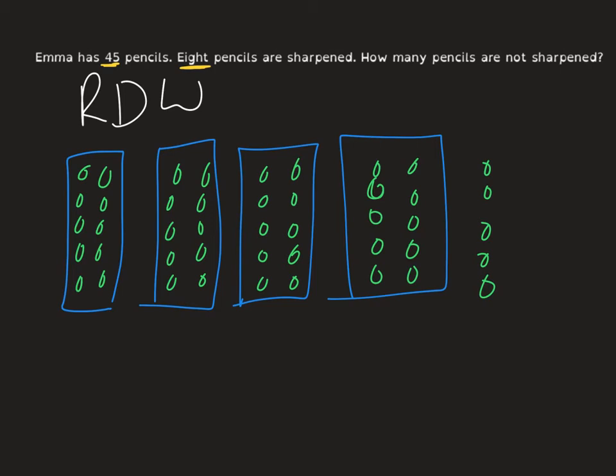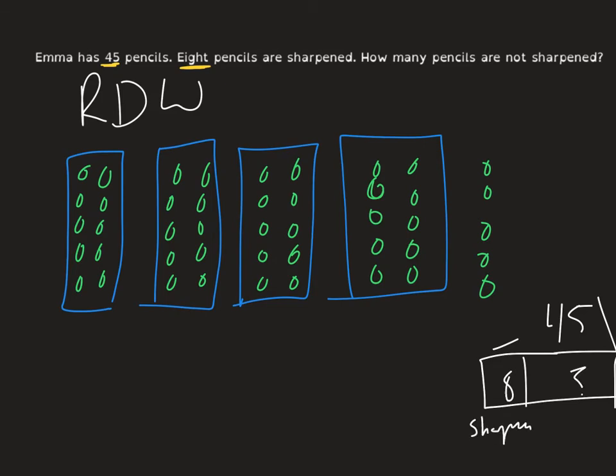We have a conundrum. We know our total amount is 45, and we know that 8 are sharpened. We need to know how many are not sharpened. Okay, so we know the whole, and we know a part. Here's the whole, 45. It's the whole big piece, and we know a part, the 8. To find the other part, we're going to have to subtract. Now, nowhere up here does it say we have to subtract. So how did I get to that?